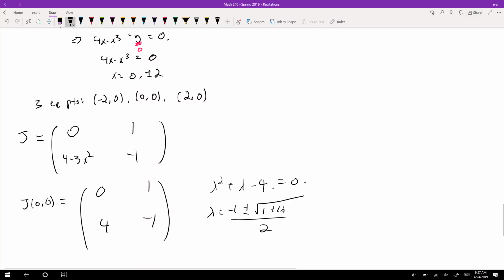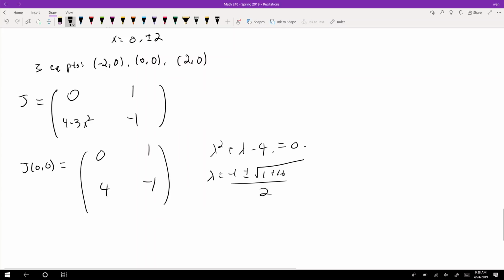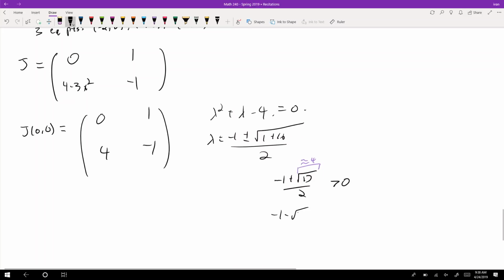Whenever you have this case, you need to be careful that whatever's inside the square root is bigger in magnitude than the b term out in front. Here we can see it pretty clearly that negative 1 plus root 17 over 2 is going to be bigger than 0, because this guy is about 4. And then negative 1 minus root 17 over 2 is pretty clearly less than 0. Okay, so we have opposite sign roots. So what does that make this? This makes this a saddle point, right?